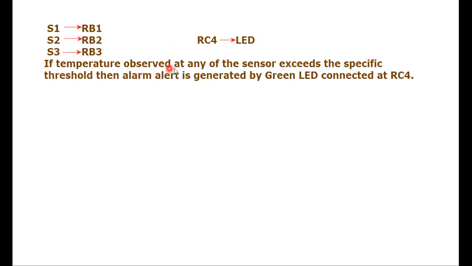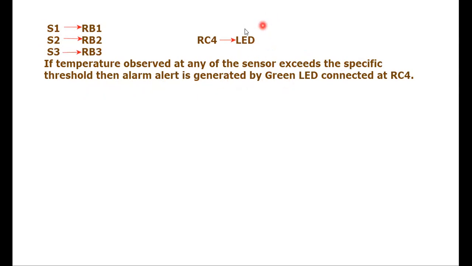If temperature observed at any of the sensors exceeds a specific threshold, that means if any of these sensors sends a high value to RB1, because whenever temperature exceeds a certain threshold level, they will send this high value to RB1 or RB2 or RB3, right? So what we have to do is generate an alarm. The alarm alert is generated by this LED or green LED.